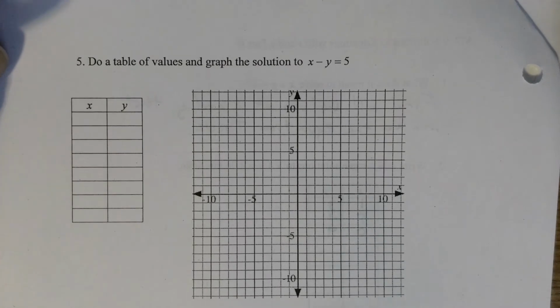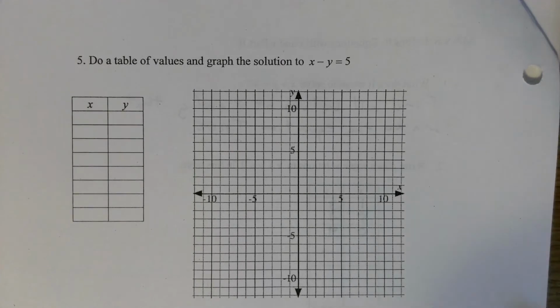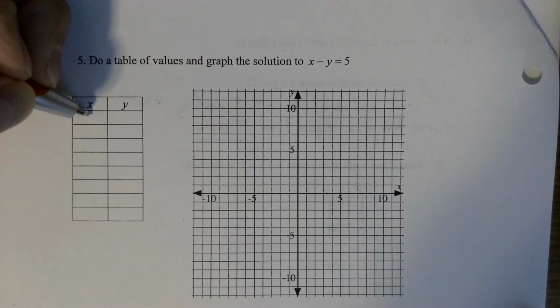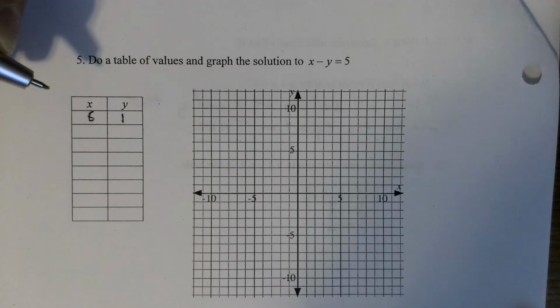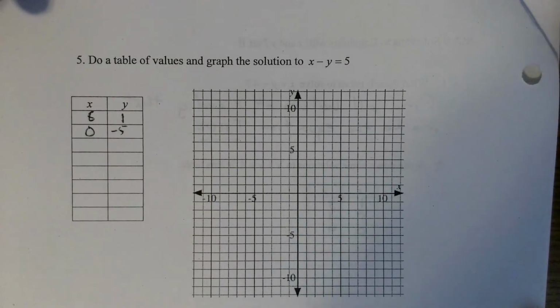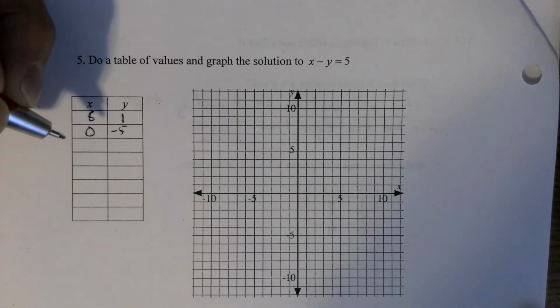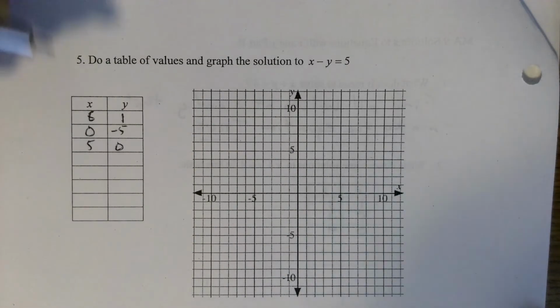Okay, question 5. Again, we just need a table of values with 3 points in it. x minus y equals 5, so let's see, 6 minus 1 would equal 5. 0 minus negative 5 would equal 5. And what else do we have here? Let's go 5 minus 0 would also equal 5. And notice these aren't in a pattern at all.